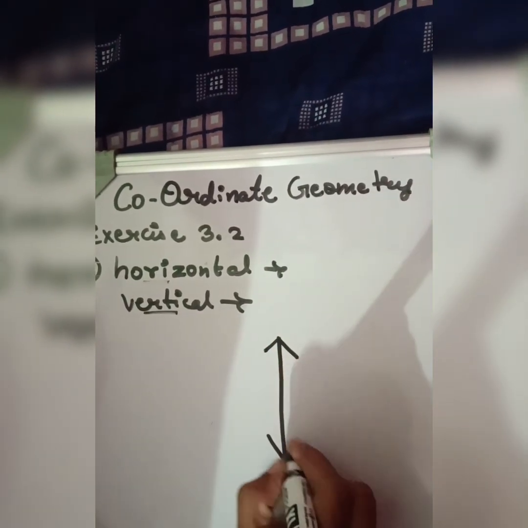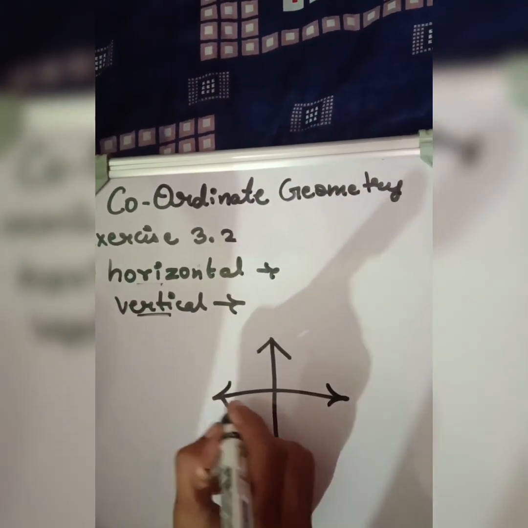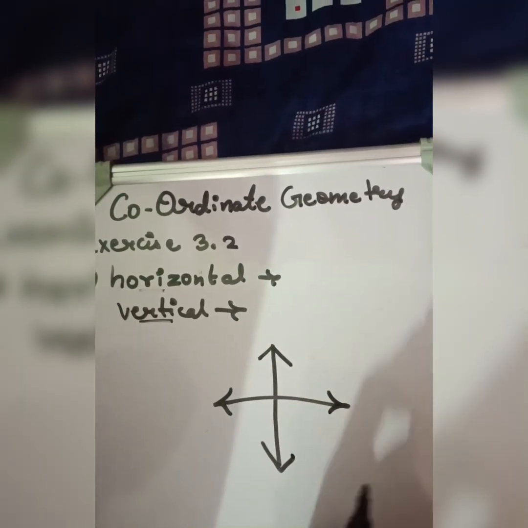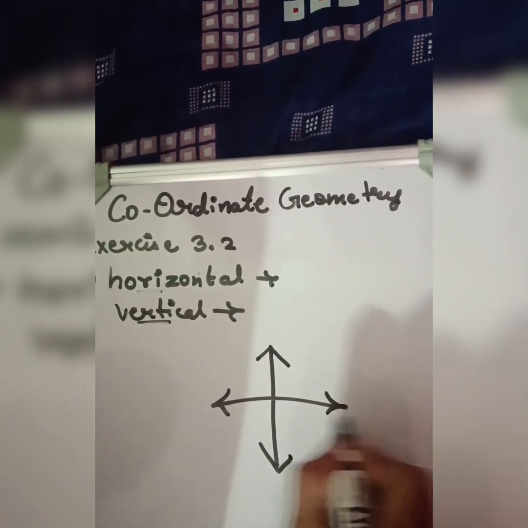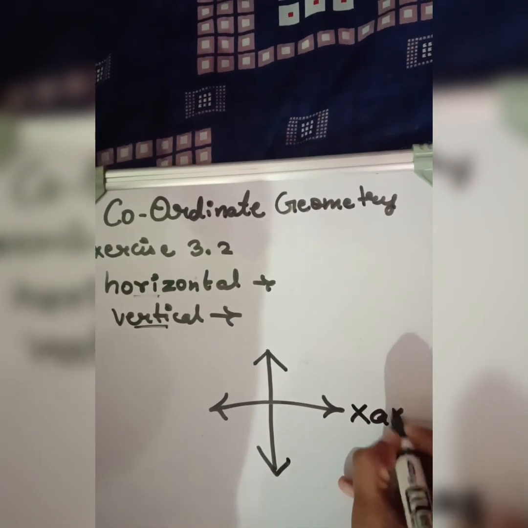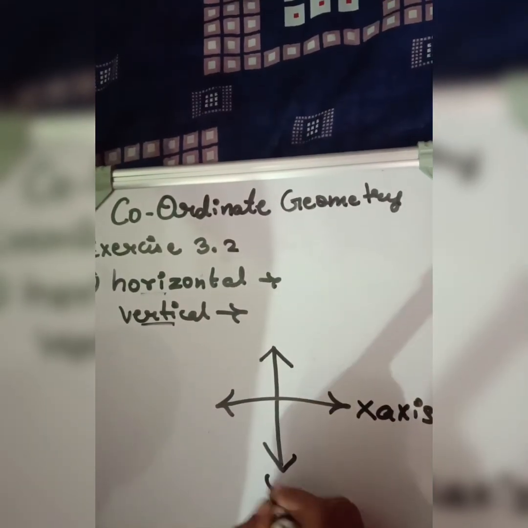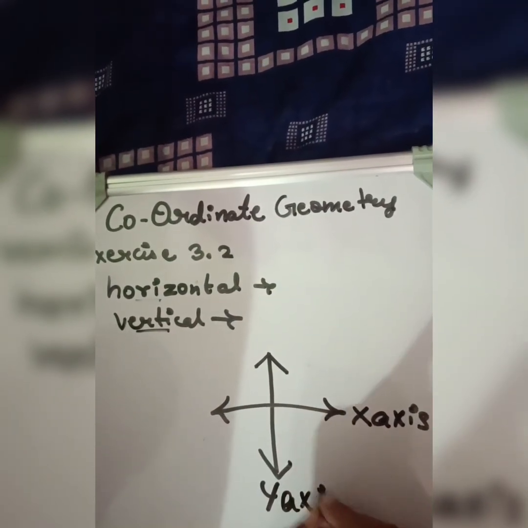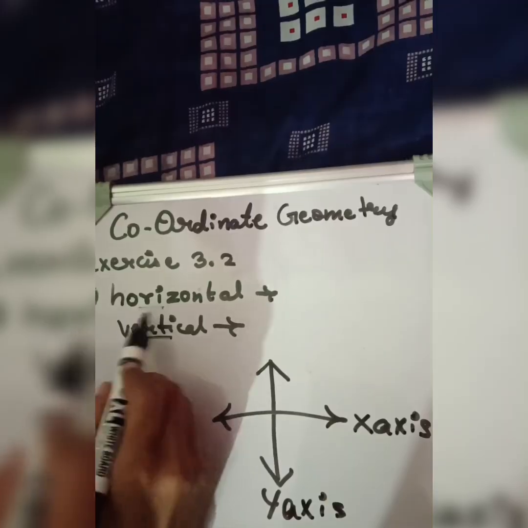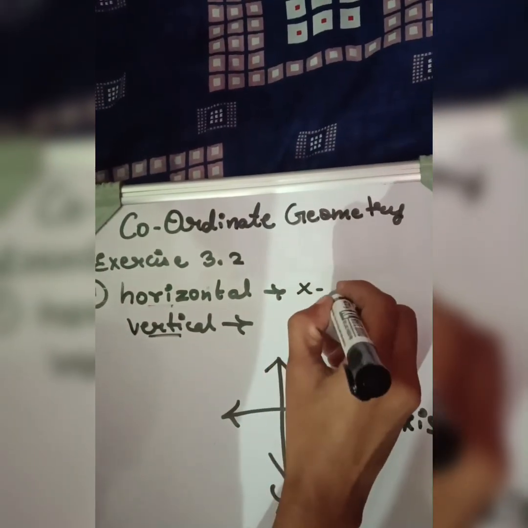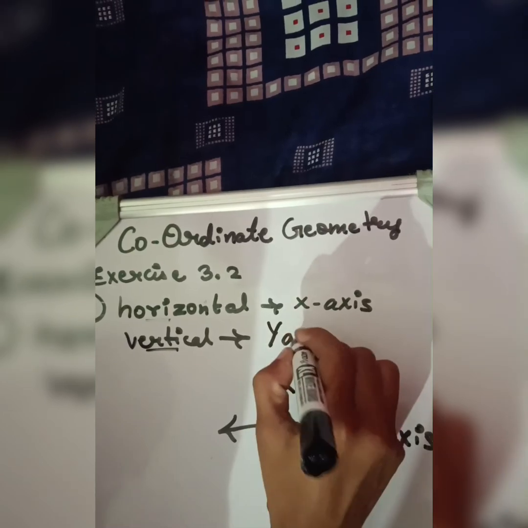Now this is a plane. In this plane, what are the horizontal line and vertical line? We already discussed in the previous video that the horizontal line is known as the x-axis and the vertical is known as the y-axis. So the answer to this question is that the name of the horizontal line is the x-axis and the vertical is the y-axis.